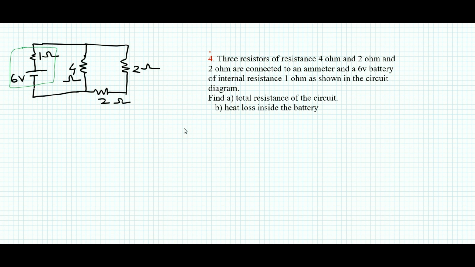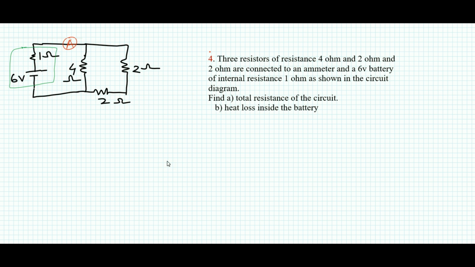In this fourth sum I will calculate the resistance of the circuit, okay, and the heat loss inside the resistance. That means this resistance is the internal resistance of the battery, right? So 3 resistors of resistance 4 ohms, 2 ohms and 2 ohms are connected to an ammeter and the 6 volt battery. Here is not an ammeter, I am showing here this one is the ammeter. Okay, 6 volt battery, and we have to find the total resistance and the heat loss inside the internal resistance of a battery, right? So here heat loss inside the battery means the heat loss due to the internal resistance of the battery, right?